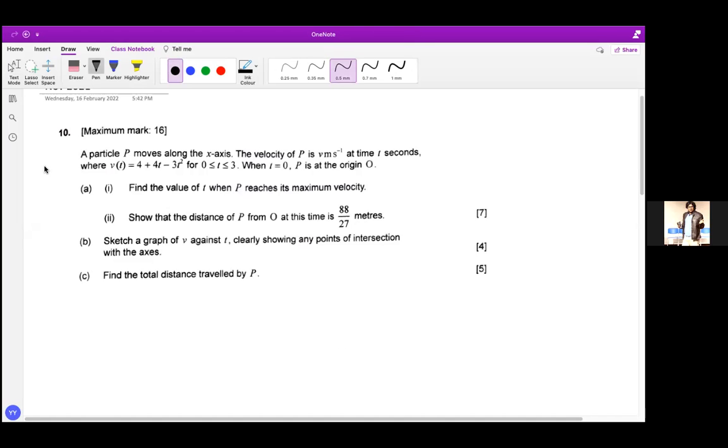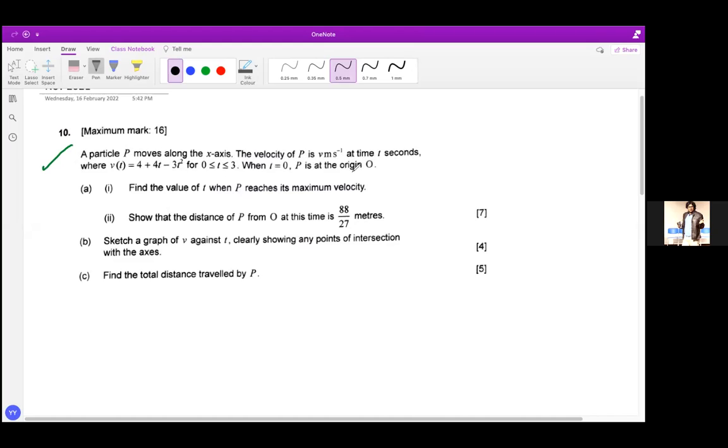Okay, so in this question, we have been given that a particle P moves along the x-axis. The velocity of P is v meters per second at any given time, and it is given that v of t is 4 plus 4t minus 3t squared for t between 0 and 3. When t is 0, the particle is at the origin.